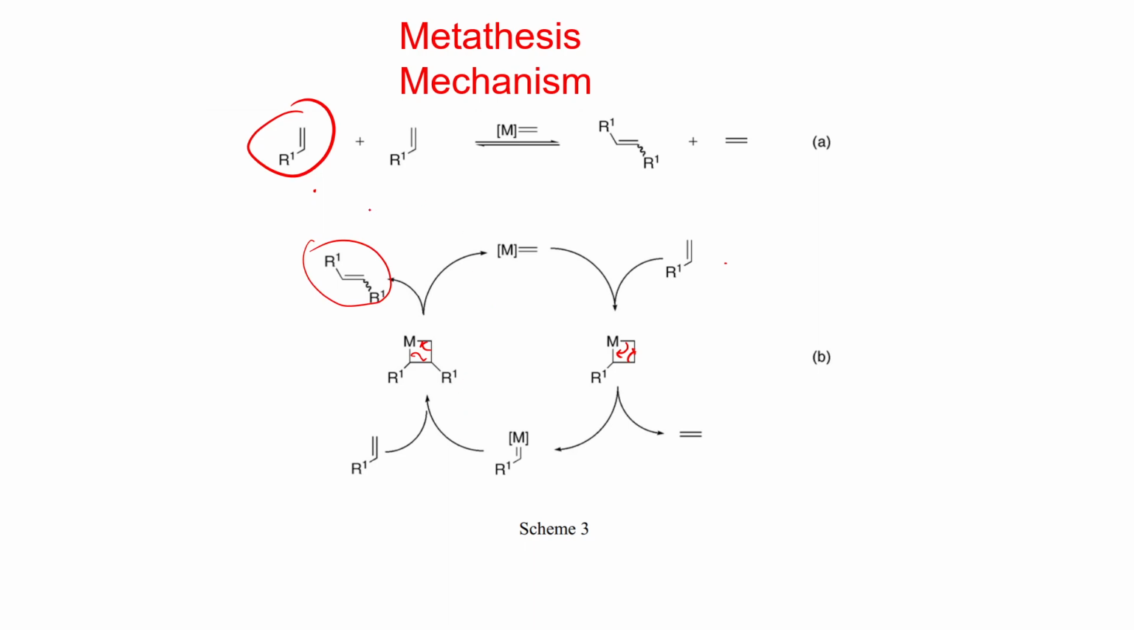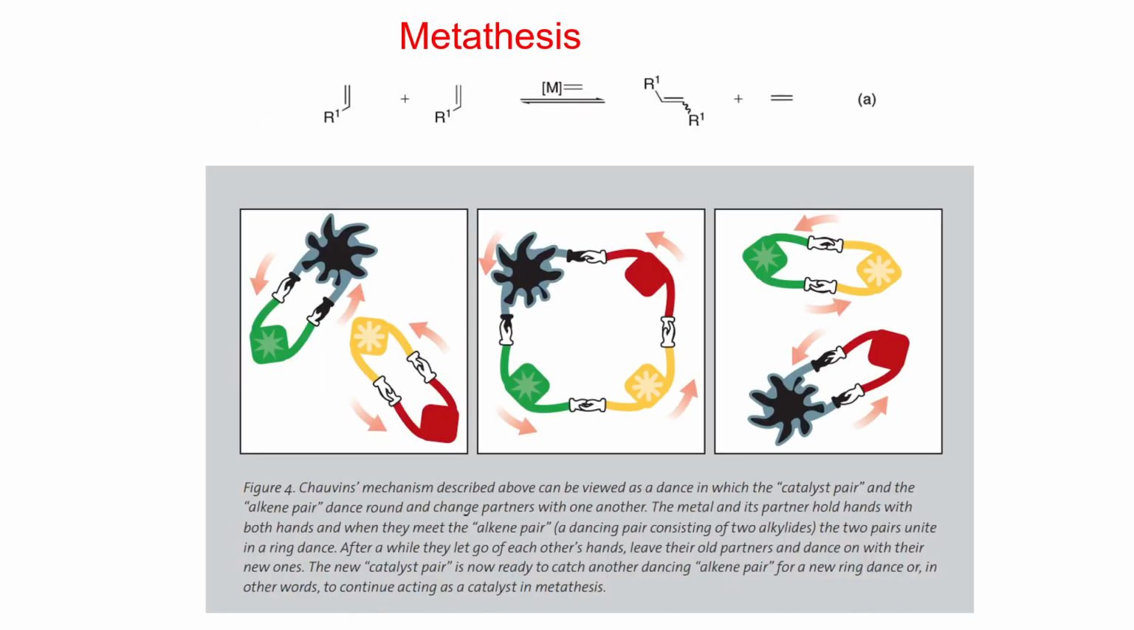You end up with this particular product. So here you are seeing in terms of AB: this part and this part join with each other and form this particular product. And this part and this part are also attached with each other, and this particular unit is removed from the system. So this is the general mechanism for your metathesis system.